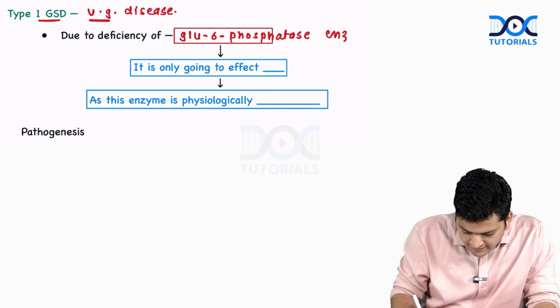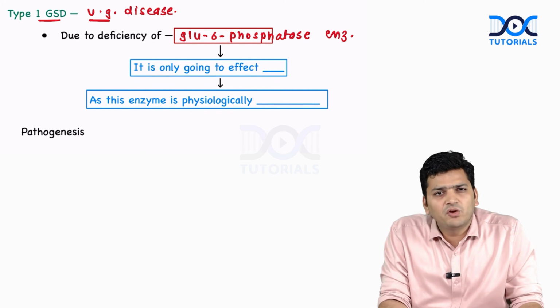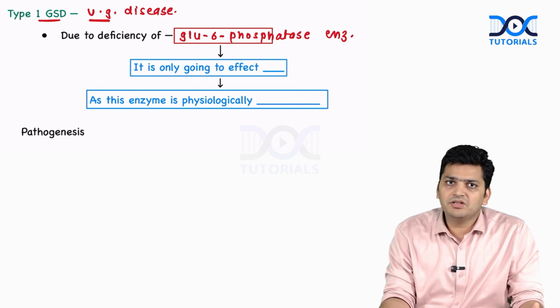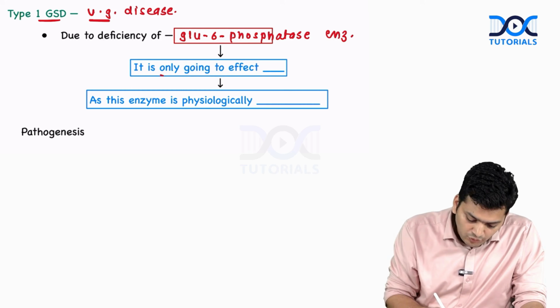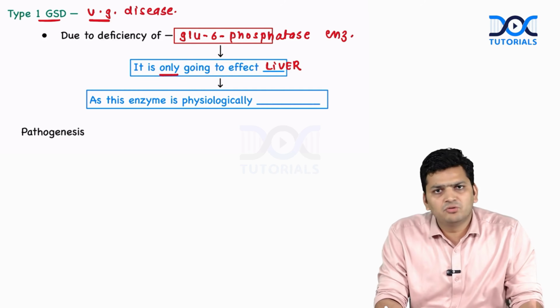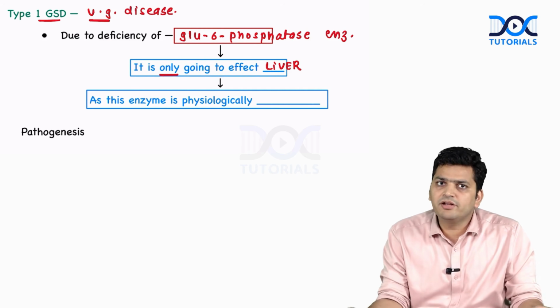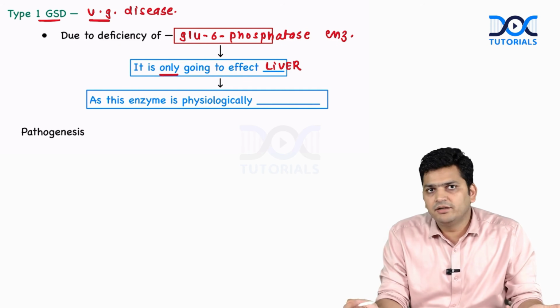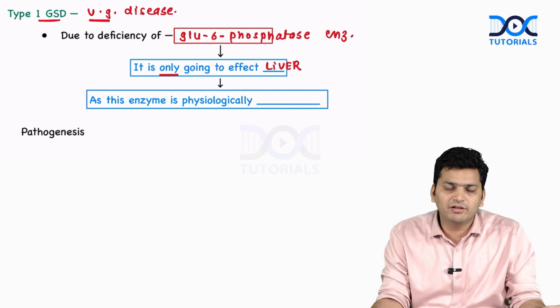Glucose 6 phosphatase enzyme. Do you remember whether this enzyme is found in liver, muscle or both? It is only found in the liver. It is not there in the muscle. So it is only going to affect the liver, because if this enzyme is not there, it is not going to affect the muscle, because in the muscle it is already not there. This enzyme is physiologically not found in the muscle. So whether it is present or not present, it is not going to affect the muscles.